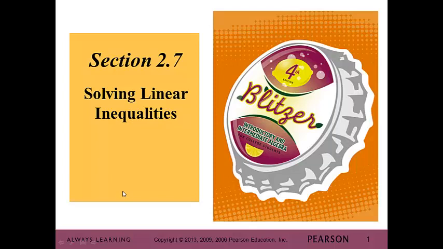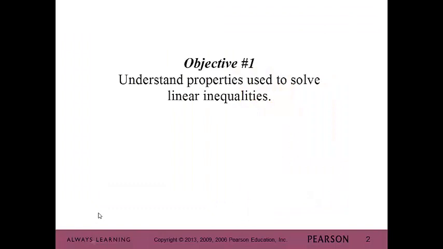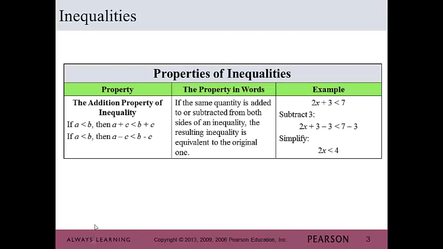Now we're in chapter 2.7 and we're going to be solving linear inequalities. Our first objective is to understand properties used to solve linear inequalities. The first property we learned was the addition property. It said that we can add or subtract the same number on both sides of the equation without changing the solution. We can do the same with our inequalities.